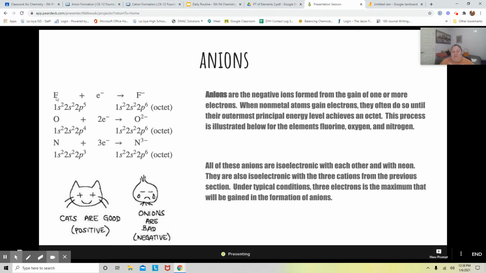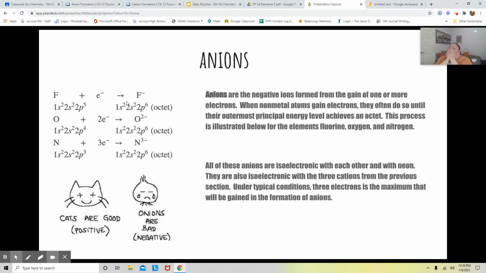These 3 elements are gaining electrons so that they can have the same electron configuration as neon. And that's what we mean by isoelectronic. It's going to have the same electron configuration as another element, in this case, neon.